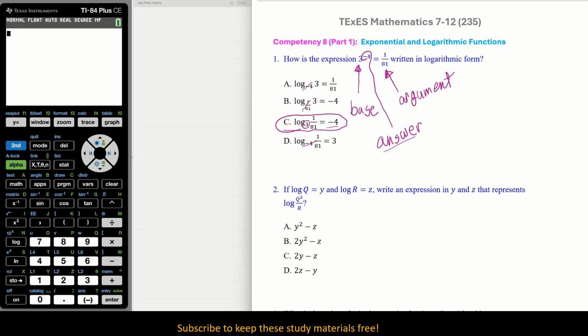The others just have everything in the incorrect position. The minute you saw that the base wasn't in the correct position, it's easy to see which one is the correct option. Okay, so let's look at number 2.